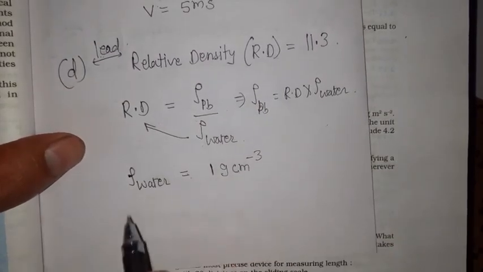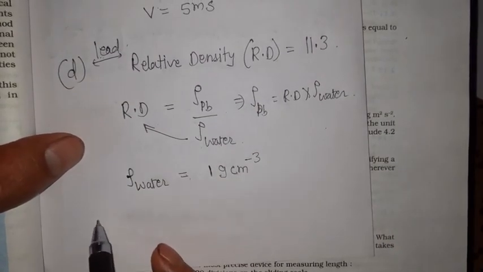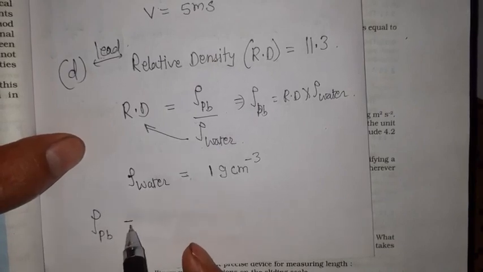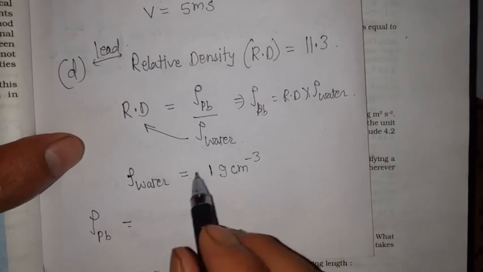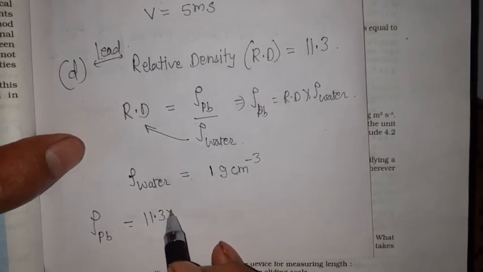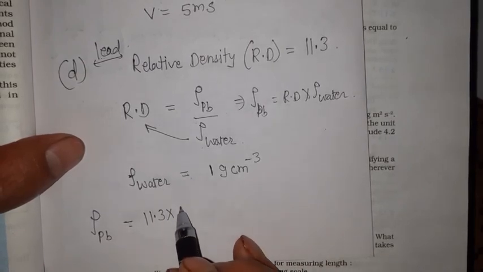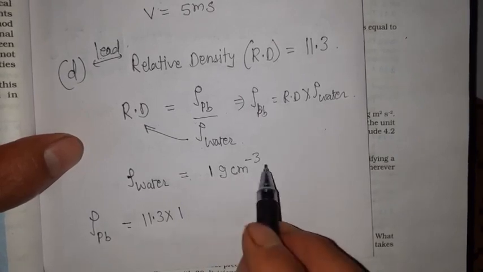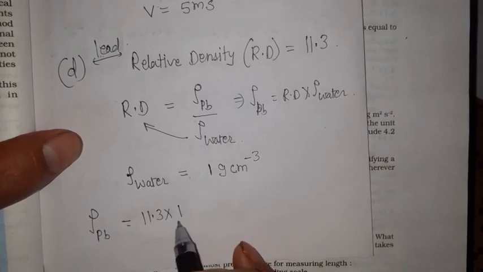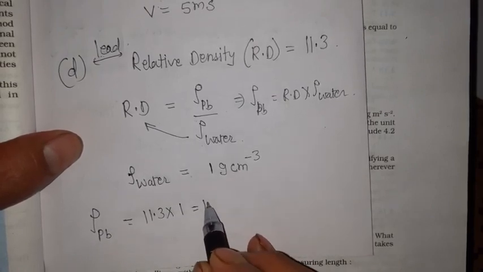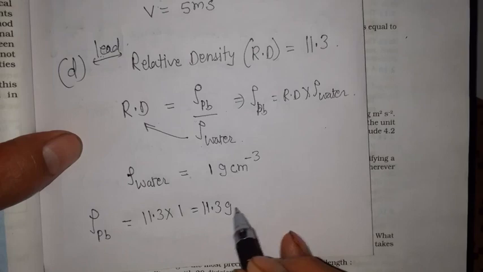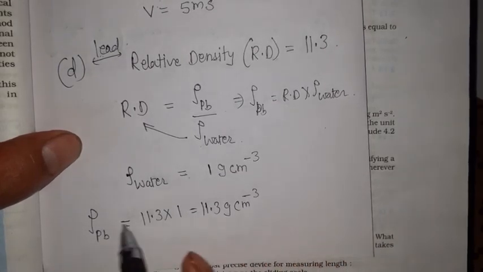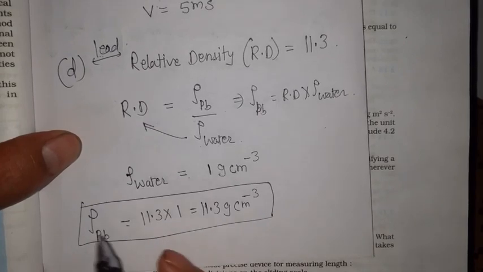Okay, so student, I will get over here that the density of lead is equal to relative density, which was 11.3, and how much is the density of water in CGS? It is 1 gram per cubic centimeter. Thus I get 11.3 gram per cubic centimeter. Okay, this is my answer. So in CGS I have given its answer.